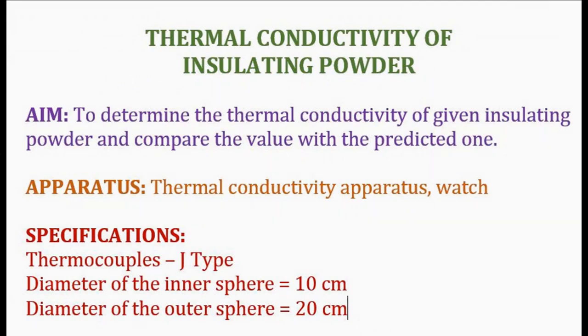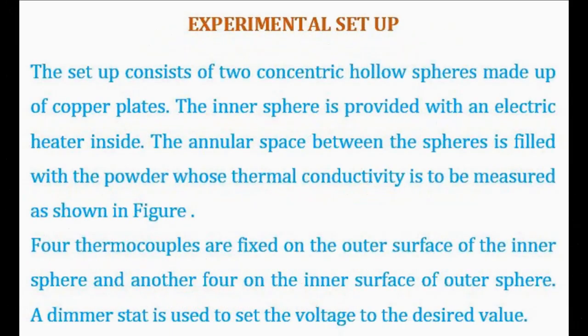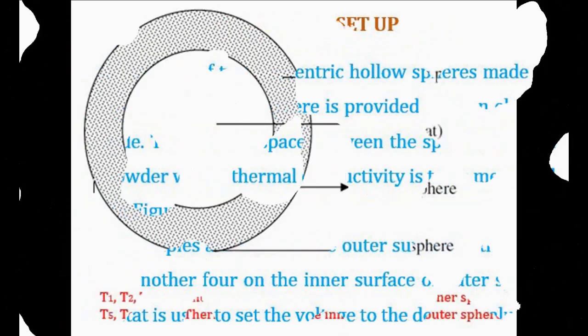Conduction, convection and radiation. So in this experiment, we will be seeing the conduction mode of heat transfer in detail. So what we use is two spheres. One is a smaller sphere which is inside the second sphere, and the space in between is filled with the powder for which we want to find out the thermal conductivity.